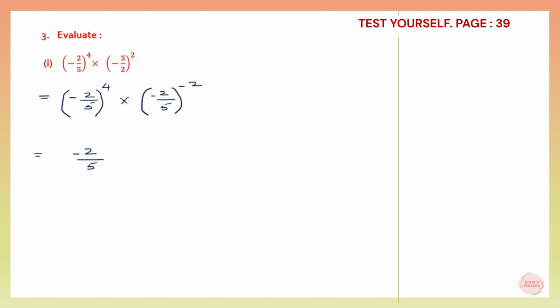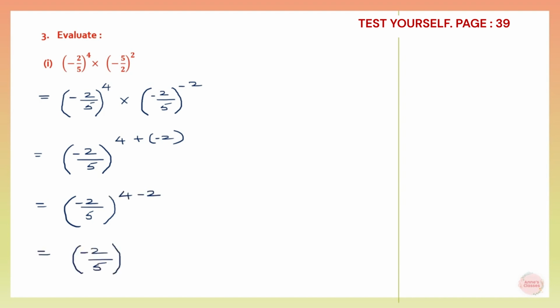So minus 2 by 5 raised to the power of, let's add up the powers, 4 plus minus 2. Now let's add up the powers. So that is 4 minus 2. So minus 2 by 5 raised to the power of 2. So this will be minus 2 raised to the power of 2 by 5 raised to the power of 2.